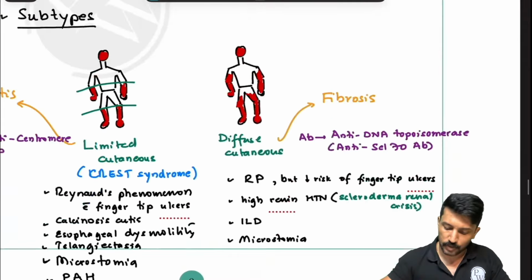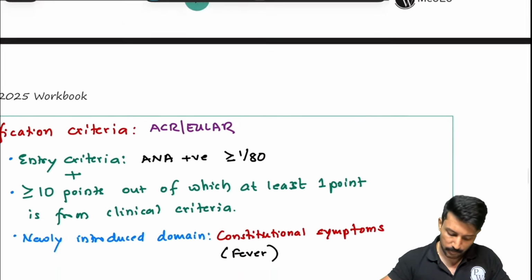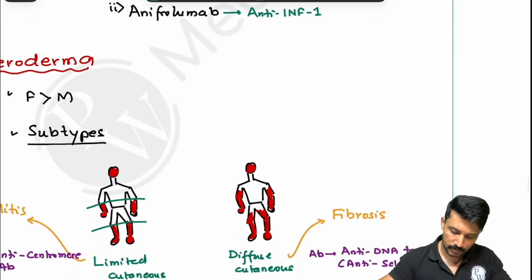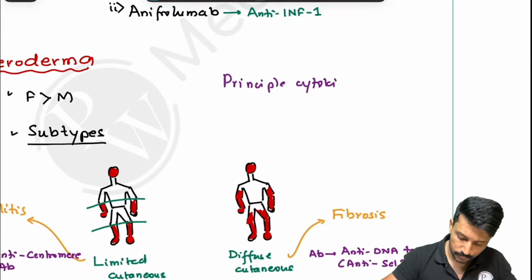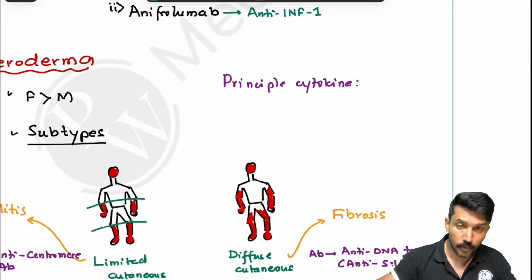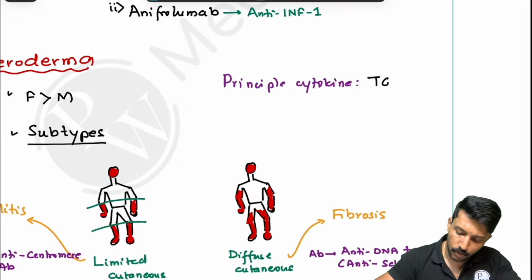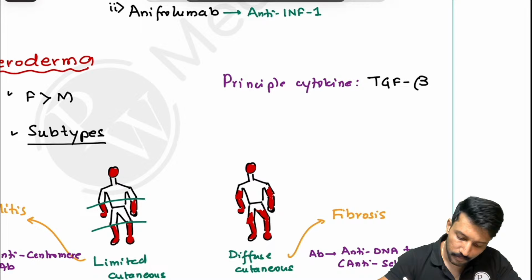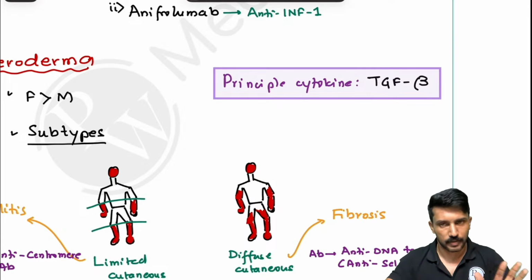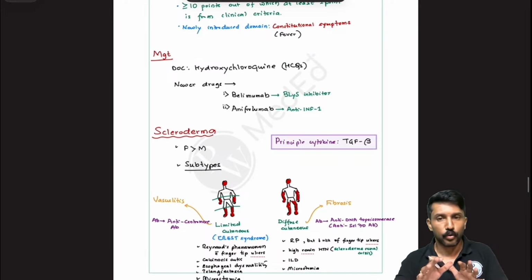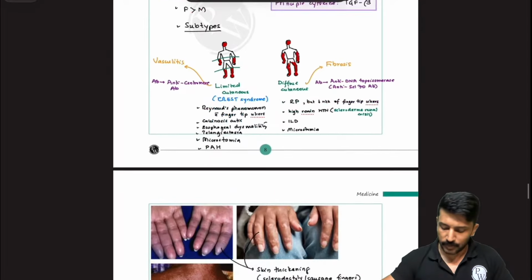Why? Because I forgot to tell you the principal cytokine in these patients. What is the principal cytokine? It is the transforming growth factor beta, TGF beta. We don't have effective drugs right now lined up for these patients. In future, we may have. Clear? So that completes the important topics from rheumatology.